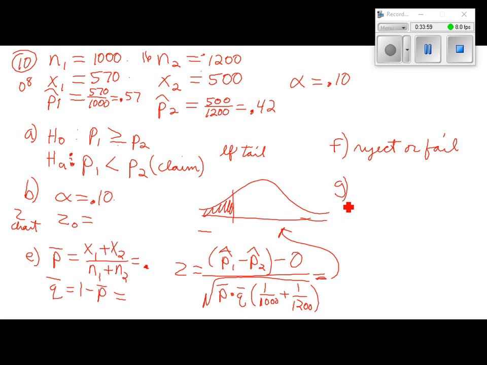Part G then is going to say something like, with a 10% level of significance, there is enough evidence or not enough evidence to reject or support the claim that less adults in 2008 thought that they paid too much tax compared to the adults in 2016. Hopefully that'll help some.